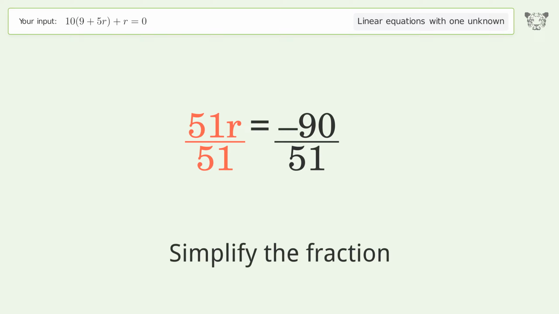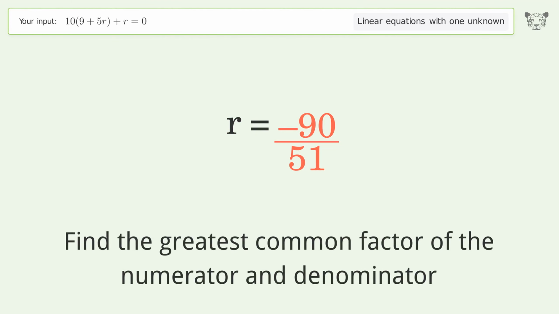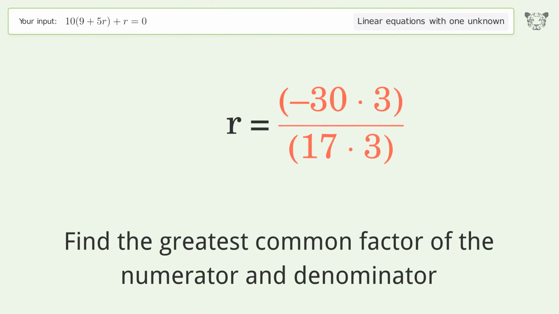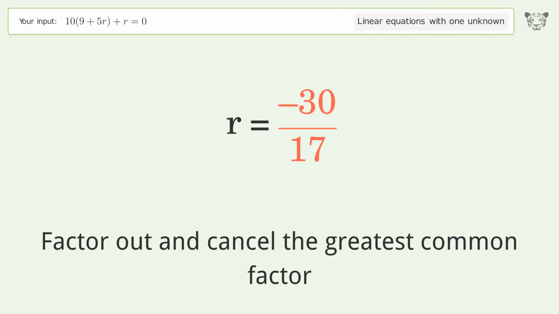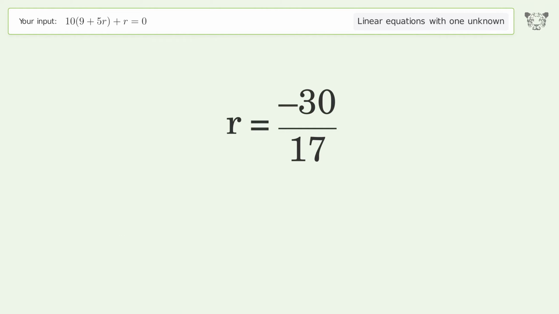Simplify the fraction. Find the greatest common factor of the numerator and denominator. Factor out and cancel the greatest common factor. And so the final result is r equals -30/17.